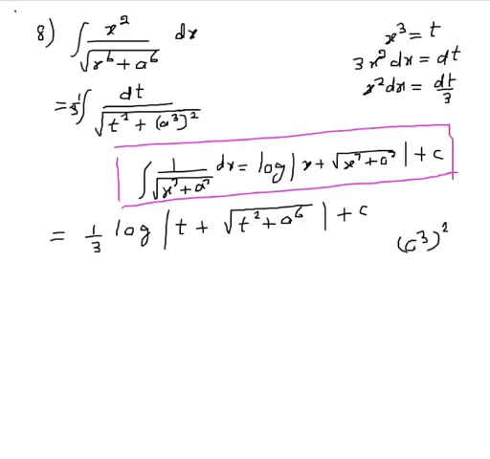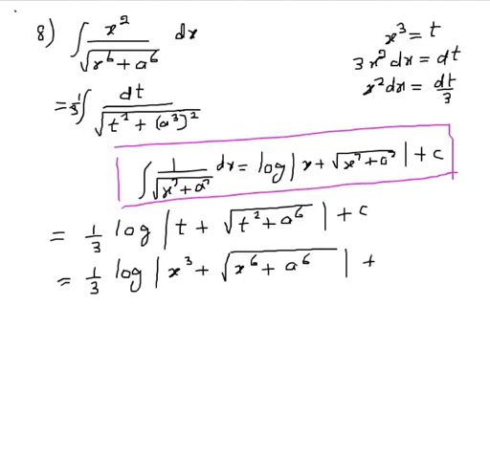Here we have a cube the whole square. A is a constant, so the formula can be applied. But if you have t cube the whole square or x cube the whole square, these formulae cannot be used. So the variable term should be t square or x square. You should not have other powers. Now let us substitute for t. 1 by 3 times log of absolute value of t is x cube plus root of t square will become x raised to 6 plus a raised to 6 and plus c.